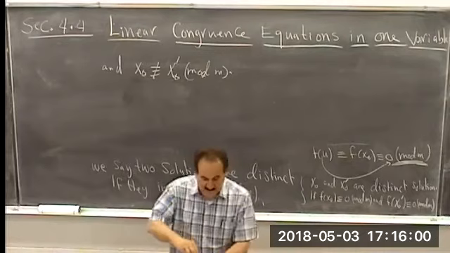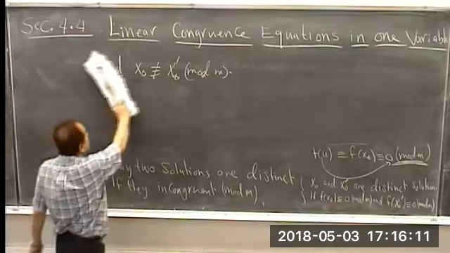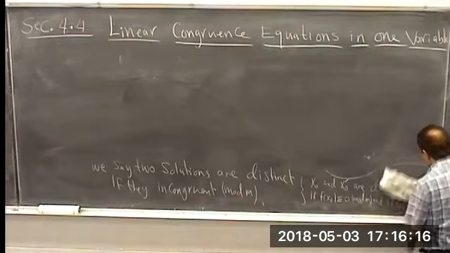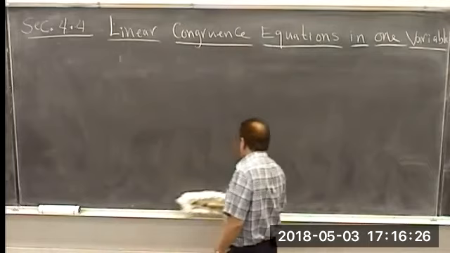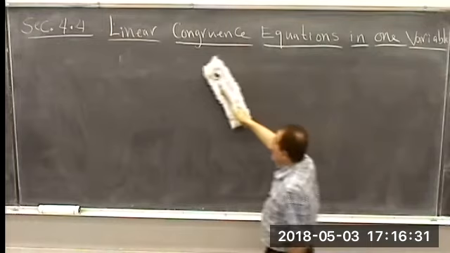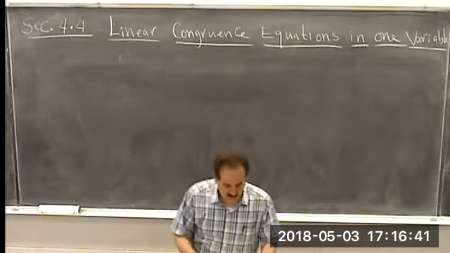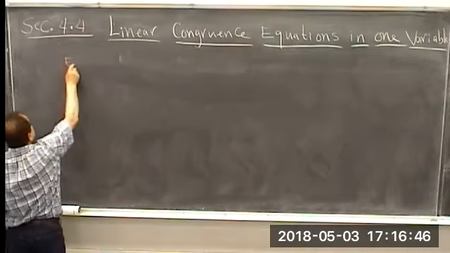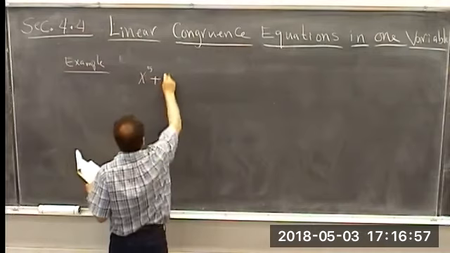All right, let's look at an example before we start concentrating on linear congruence equations. So here's a polynomial congruence equation of degree 5. We're not going to be very much interested in solving polynomial congruence equations in general. We will be looking at specific cases later on, but for most of the time, we're going to be working with linear congruence equations. So here's the example: x to the fifth plus x plus 1 is congruent to 0 mod 7.